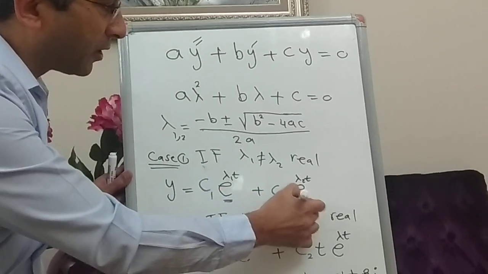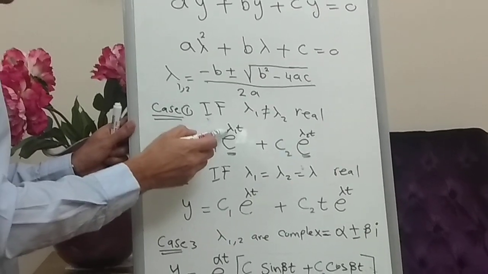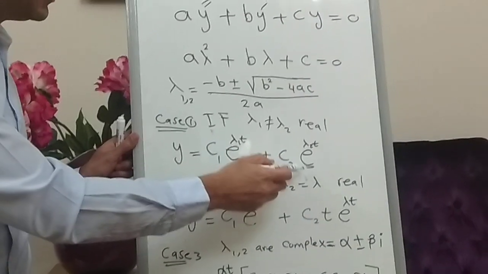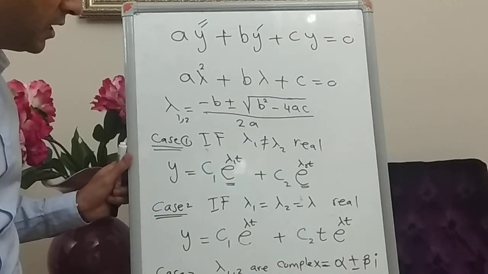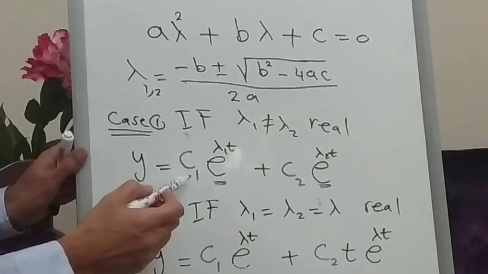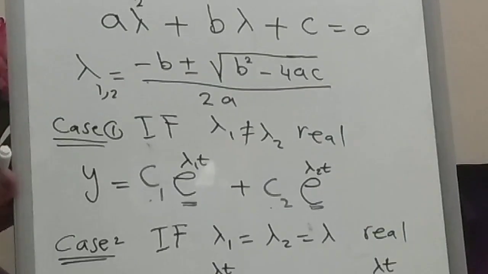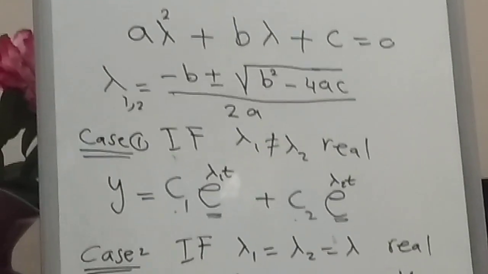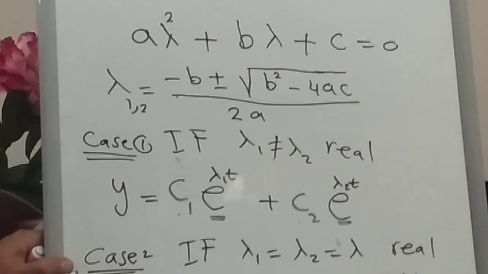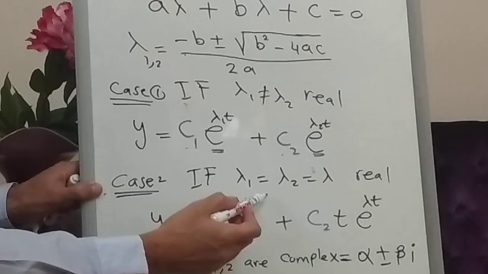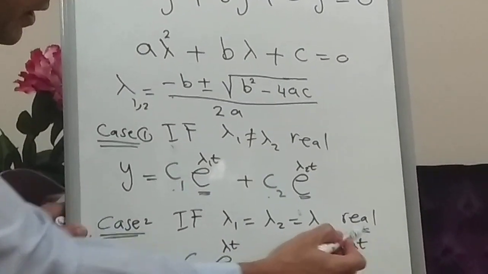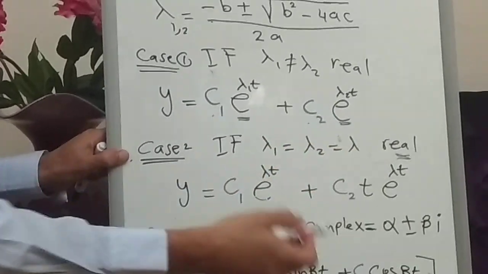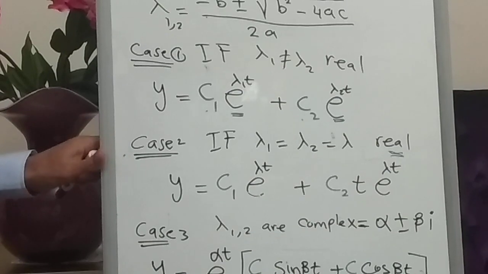Two exponential functions: the first is e to the lambda one, the first root times t, and the second is e to the second root times t for the second function. And these are constant numbers that can be found from initial conditions. The second case is if the roots are real numbers and they are equal, for example 7 and 7, or minus 2 and minus 2, okay, real numbers.